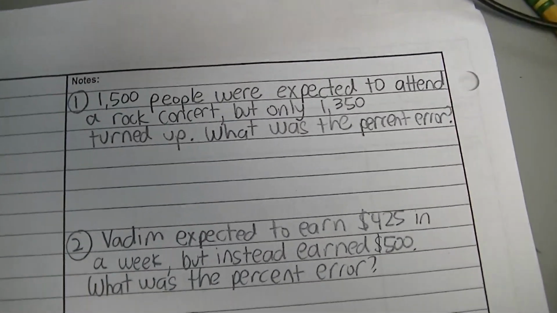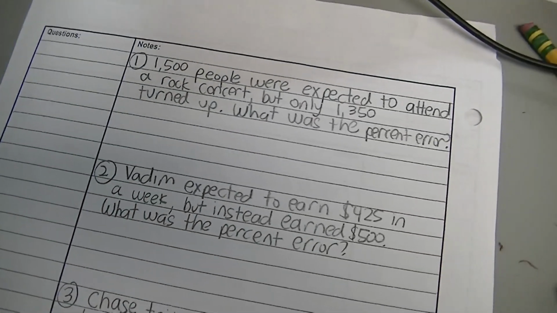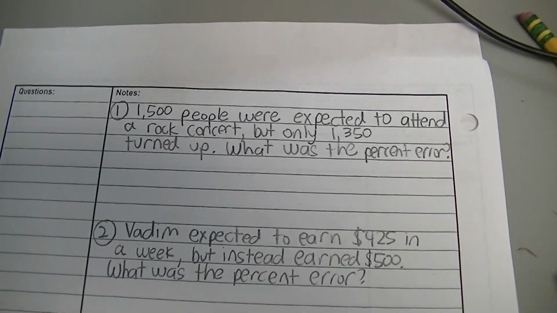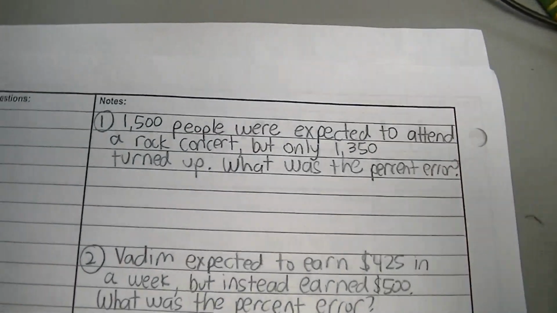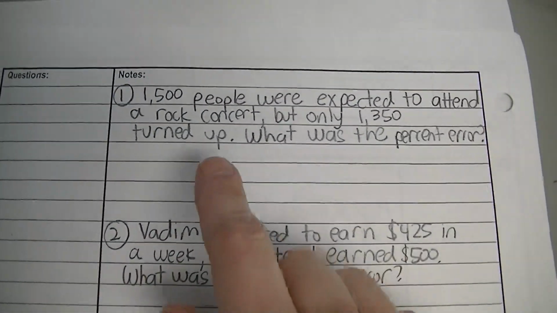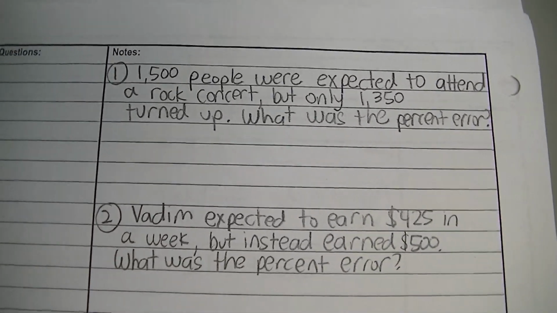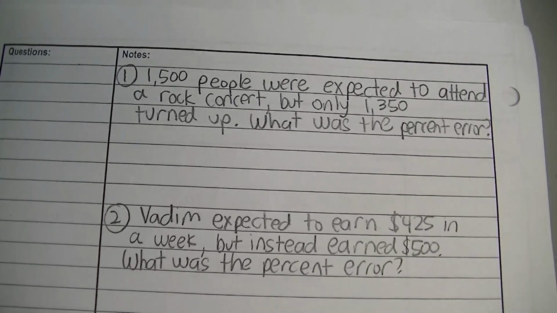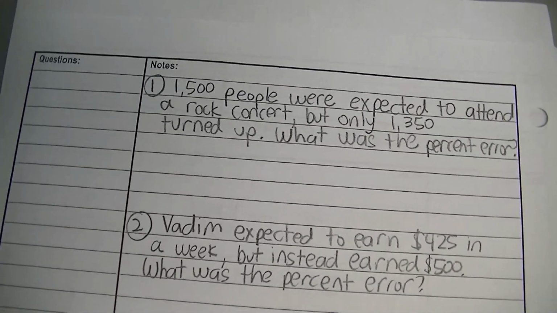Okay, number 1. 1,500 people were expected to attend a rock concert, but only 1,350 turned up. What's the percent error? Just from your memory, you want to try to remember what the formula is because on assessments such as the SBAC, or whatever the assessment is at the time you're assessed on this standard, you need to know that, okay?